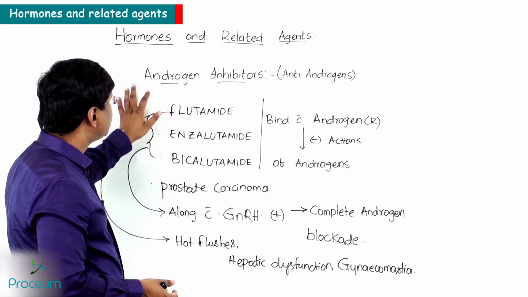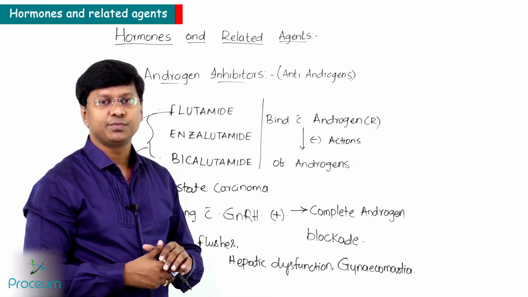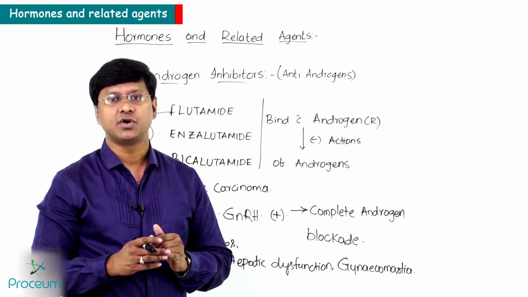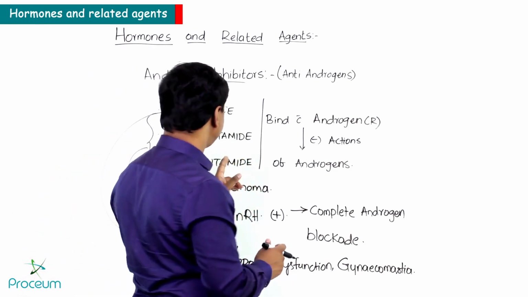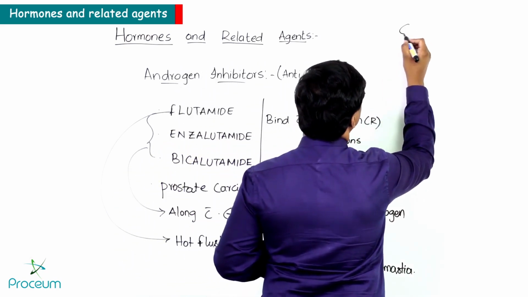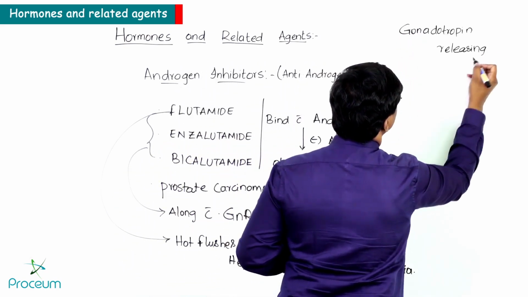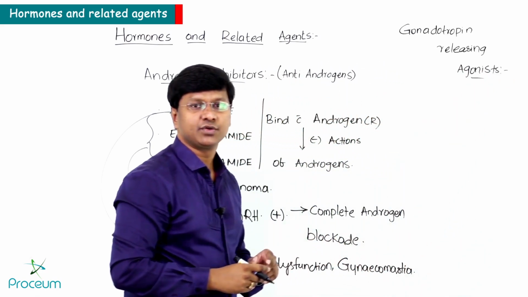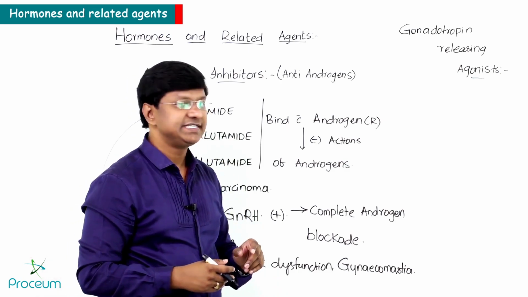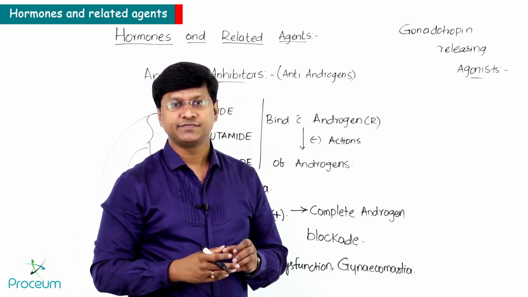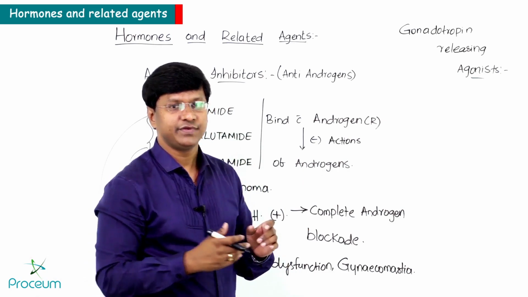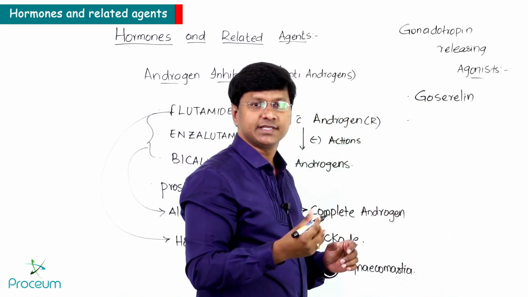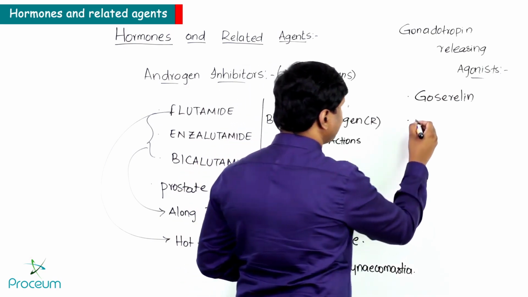Now, apart from these androgen inhibitors, we have another group of drugs which are used in case of malignancy. They are nothing but gonadotropin releasing hormone agonists, or GnRH agonists. Let me tell you which they are. The examples of this group include, number one, goserelin. Next to goserelin, the other drug will be nafarelin.